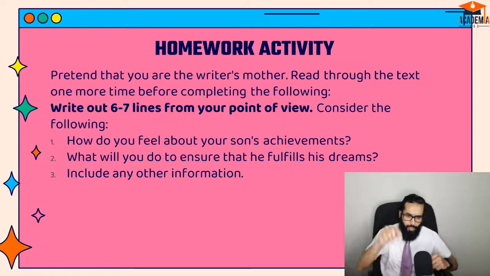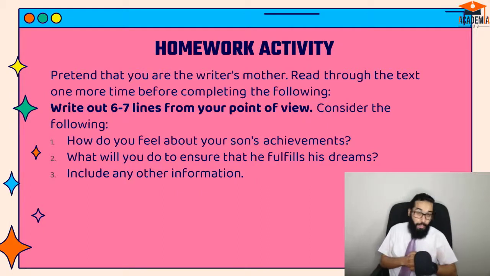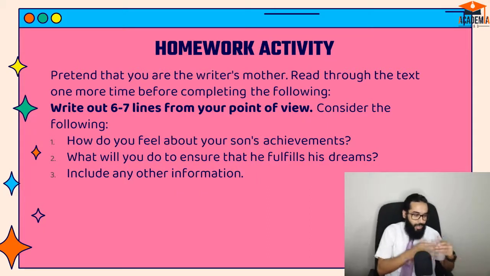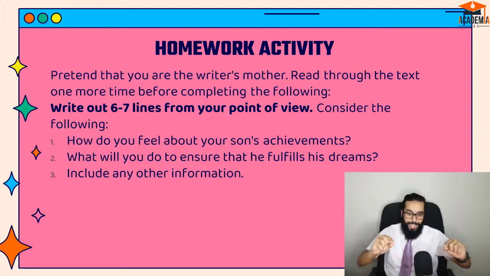We'll come back. Now let's go to the homework activity. Pretend that you are the writer's mother. After reading the text, you will understand what I'm talking about. Read through the text one more time before completing the following. Write out 6 to 7 lines from your point of view. Your point of view, okay?